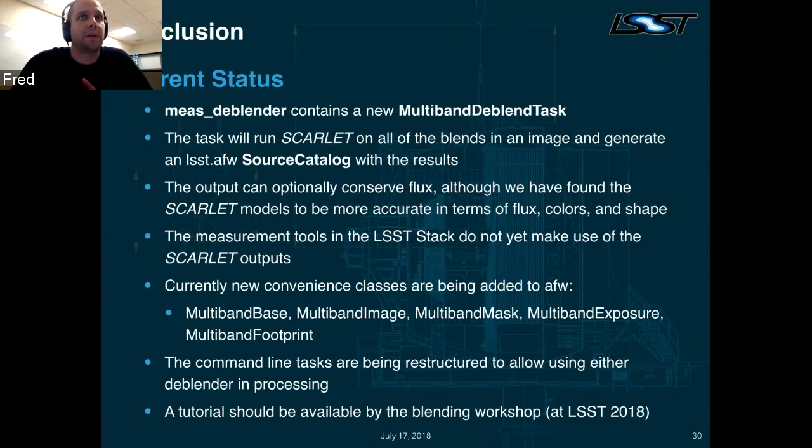Although we actually allow it to give two different catalogs. You can get a catalog that's just the templates, and then you can get a catalog that's used the templates to reweight the flux. This will be useful for people looking at their various science cases and seeing whether it is better to do measurements on the templates, on the models, or on the reweighted data.